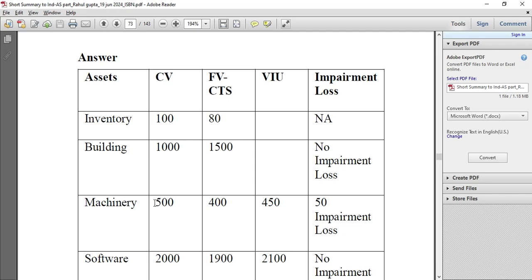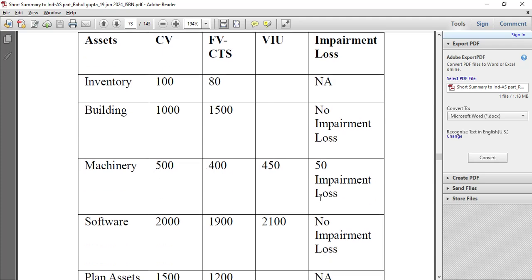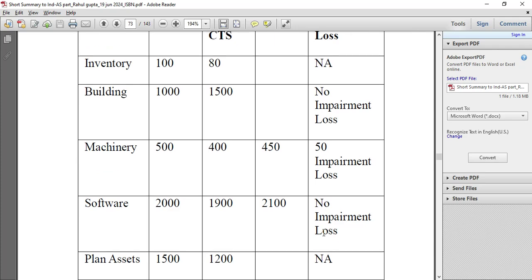Machinery, the carrying value is 500, fair value less cost to sell is 400, value in use is 450. Higher of the two, 400 and 450, is the recoverable value. So 450 is the recoverable value, and impairment loss is 500 minus 450. 50 is the impairment loss. Software, 2000, 1900 is the fair value less cost to sell. Value in use is 2100. Higher of the two, 2100, is the recoverable value. There is no impairment loss as carrying value is lesser than the recoverable value.